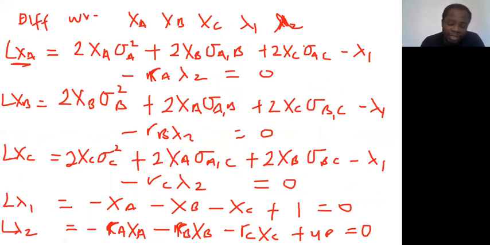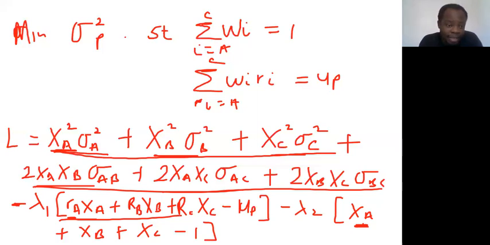So if I'm going to differentiate the same Lagrangian function with respect to B, then in the first component, there's no B here, so I don't touch it. But in the second component, there's B. So when I differentiate with respect to B, I'm going to have 2xB variance of B, right? In the third component, there's no B. But when I go to the fourth component, I have 2xAxB. So when I differentiate 2xAxB, I'm going to have 2xA covariance of A and B.